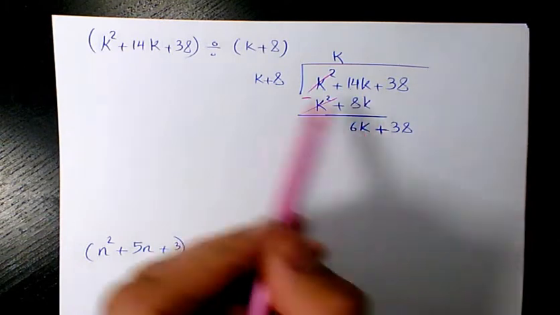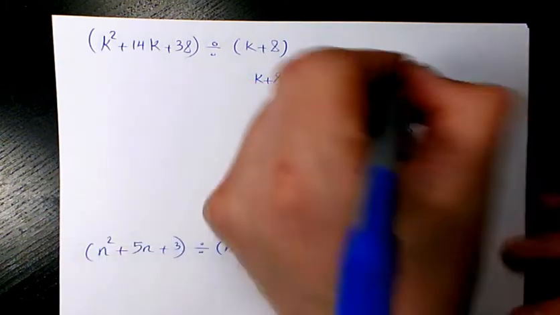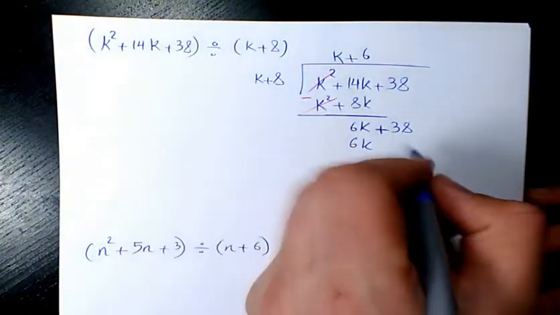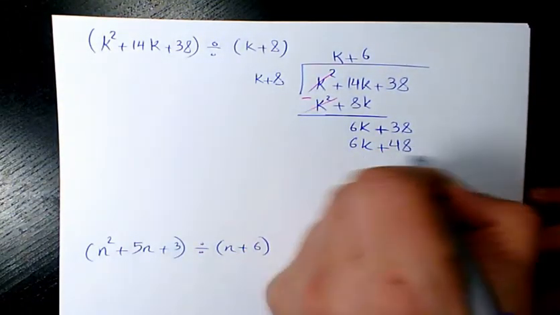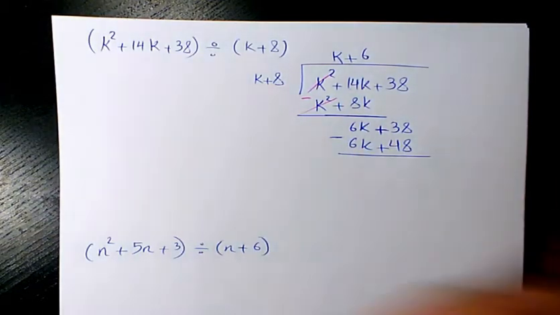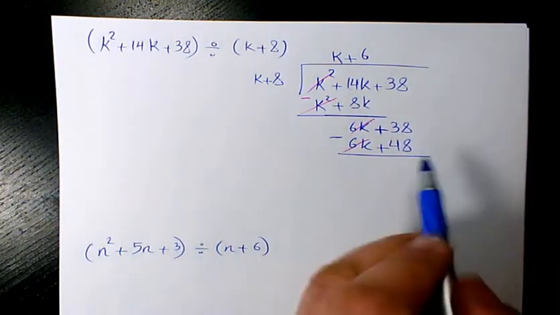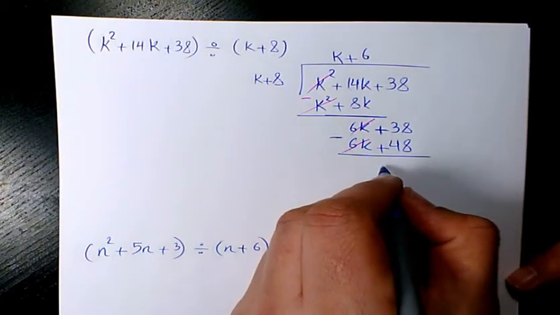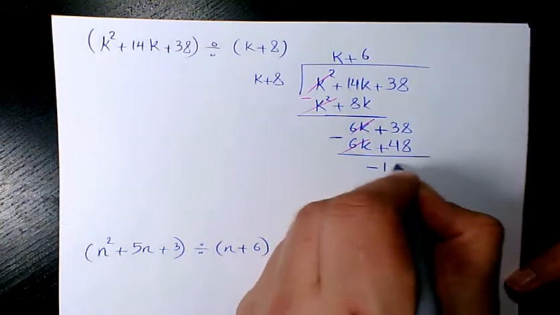Now 6k divided by k is going to be 6. 6 times k is going to be 6k. 6 times 8 is going to be 48. Then you subtract it. These two cancel out. And 38 minus 48 is going to be negative 10.